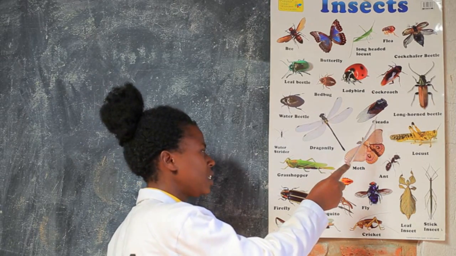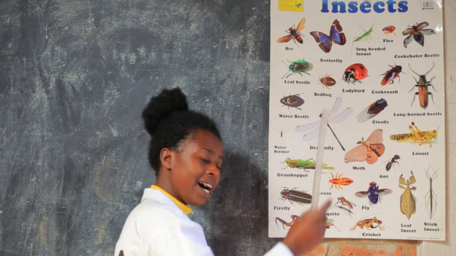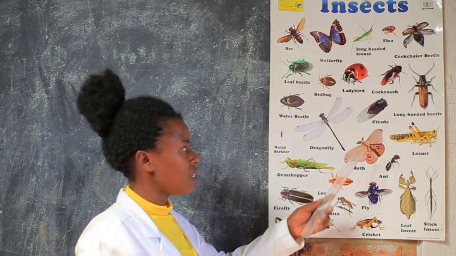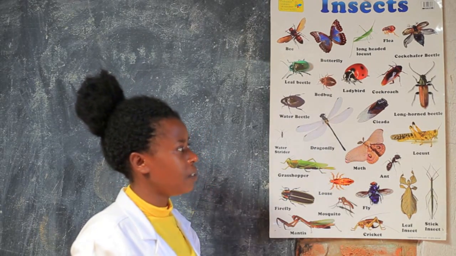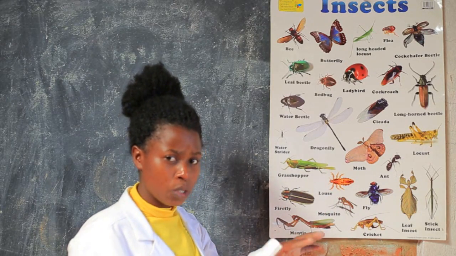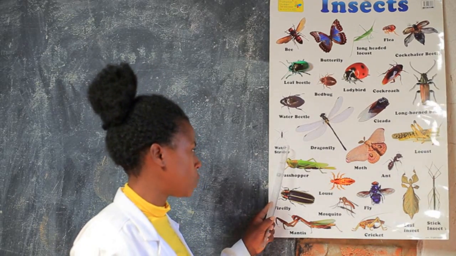This one is called cicada. That is also an insect. I think you already see it. This one is mostly seen. You can ask your mommy or daddy to show you where it is always located. Yes. We have this one.